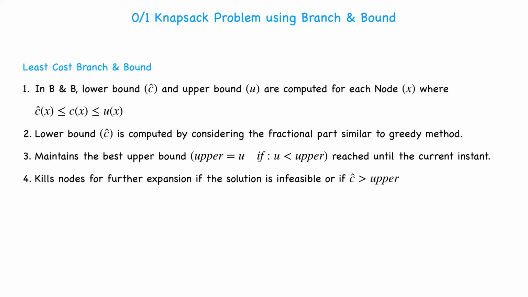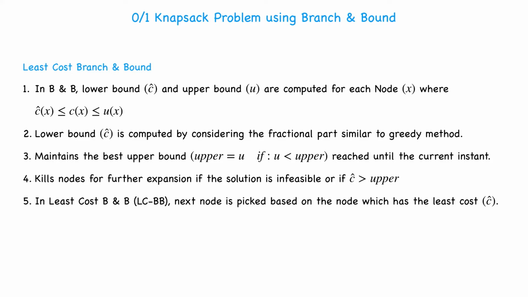But if C cap itself is greater than upper, the best bound which we found till now, then there is no need to expand that particular node. It is already providing a bad solution. So these are the two cases where you actually kill a particular node. It either falls into infeasibility or C cap is greater than upper. We will discuss both these things once again through an example which would be more clear to us.